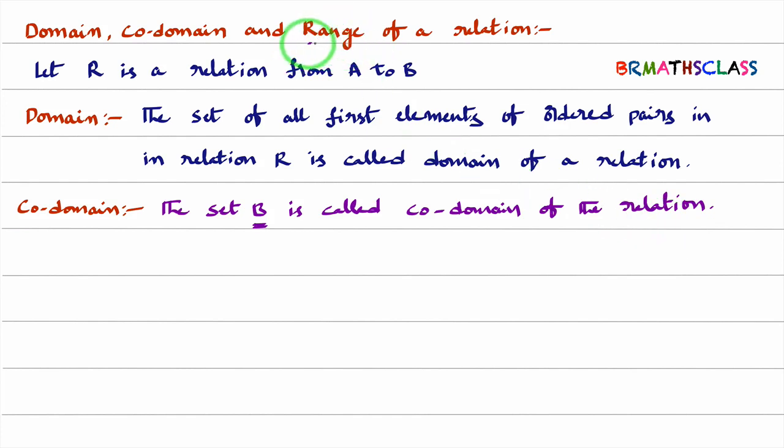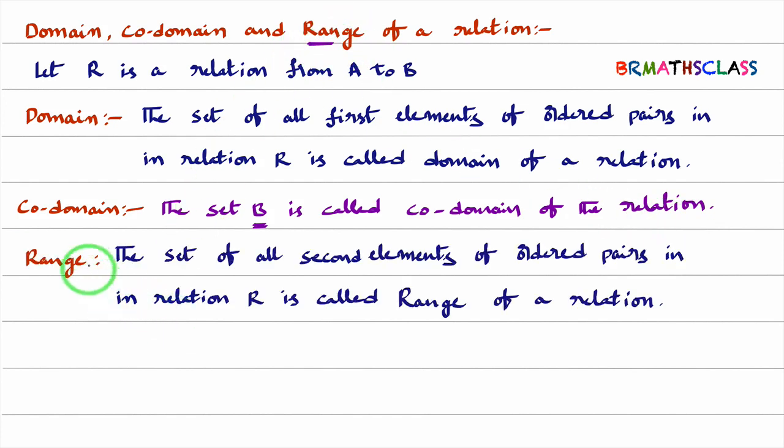What is the next one? Range of a relation. What is the range of a relation? The set of all second elements of ordered pairs in relation R is called the range of a relation. Now, we'll get more clarity about this domain, codomain and range with an example.